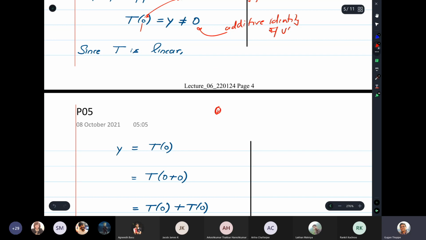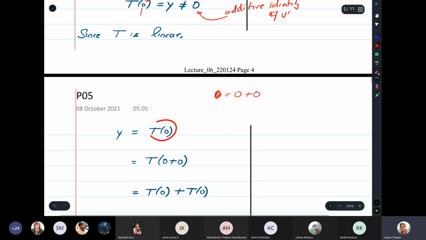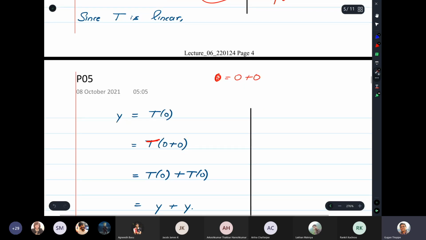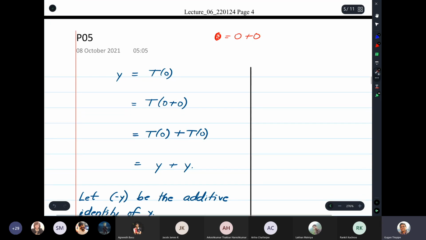However, since T is linear, I hope you agree that, because 0 is an additive identity, 0 can be written as 0 plus 0, right? So from this, one can see that Y equals T of 0. This is from the way we have defined Y, right? Now 0, I can write as 0 plus 0. So T of 0 must equal T of 0 plus 0, because 0 plus 0 is precisely 0. Now, since T is a linear map, I can write it as T of 0 plus T of 0, right? And above we have defined T of 0 to be Y, and this T of 0 should also be Y.